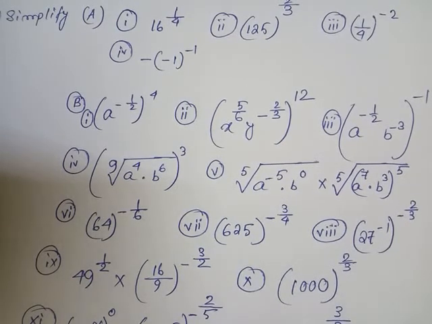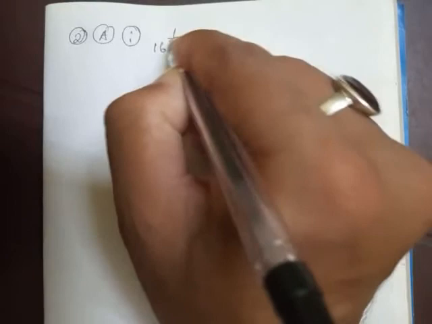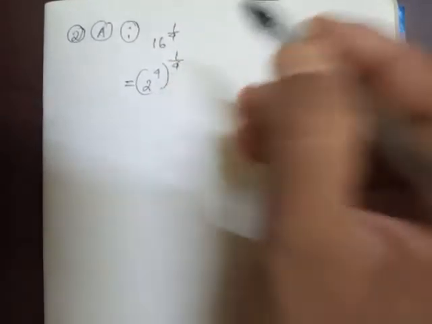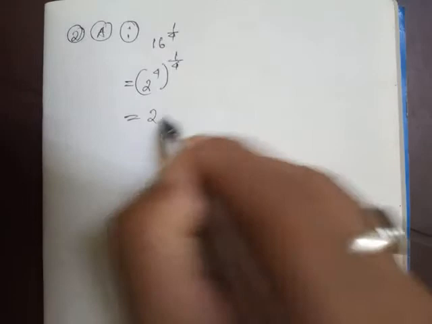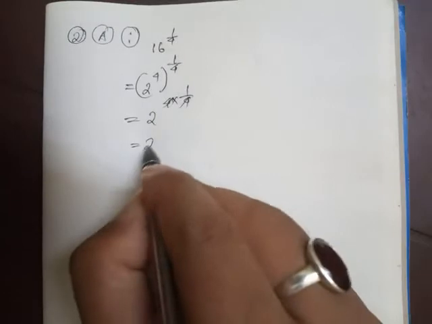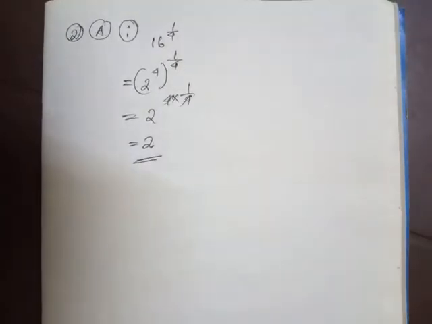Now let's have a look at how to solve the sums of this question, simplify. Now look, students, the first question of 2A: simplify 16 to the power 1 by 4. It's very easy actually. 16 can be written as 2 to the power 4, and the whole to the power 1 by 4. Now if I remove the brackets, this becomes 2 to the power 4 into 1 by 4. Cancel 4 and 4. The answer is 2 only. This is the answer of the first question, 2A Roman 1.